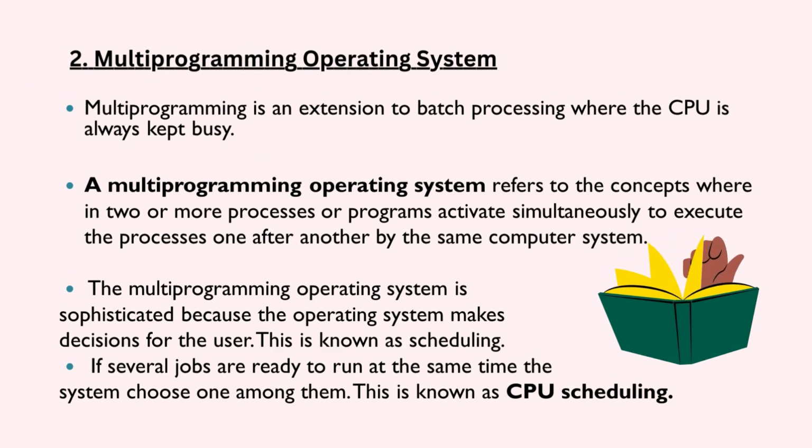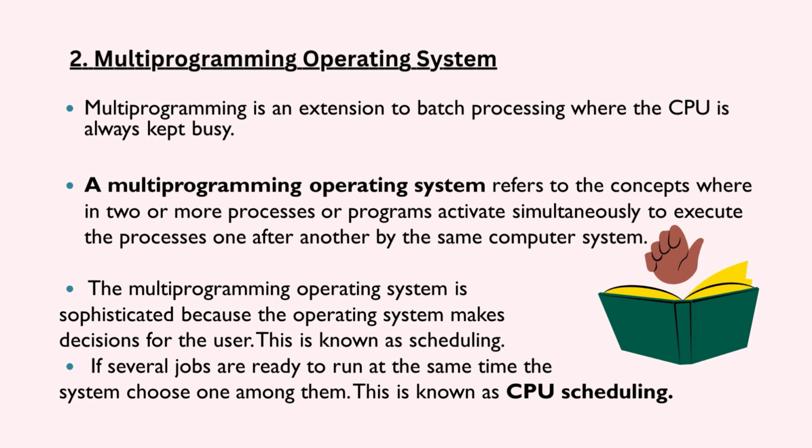Multiprogramming is an extension to batch processing where the CPU is always kept busy. A multiprogramming operating system refers to the concept wherein two or more processes or programs are active simultaneously, to execute the processes one after another by the same computer system.